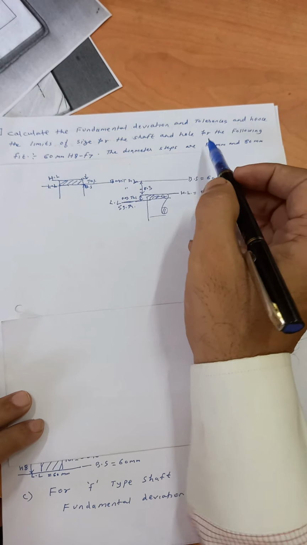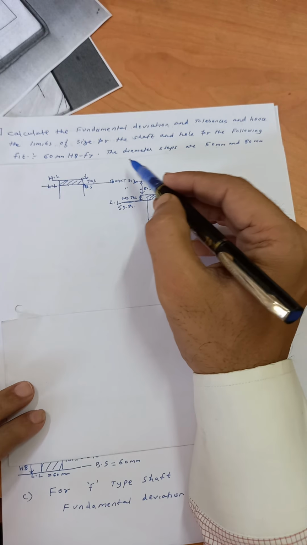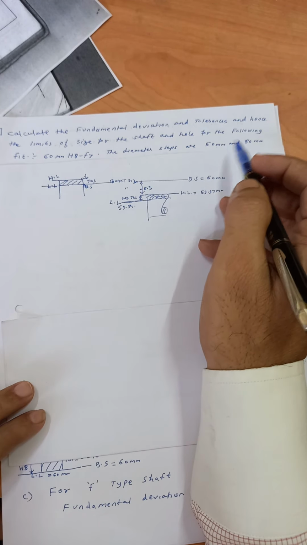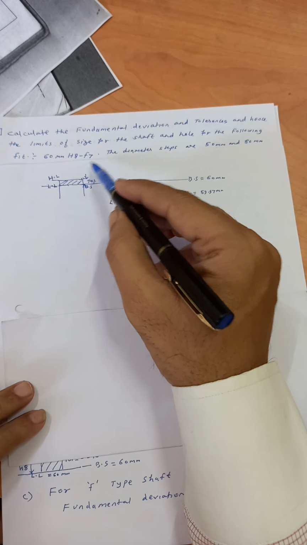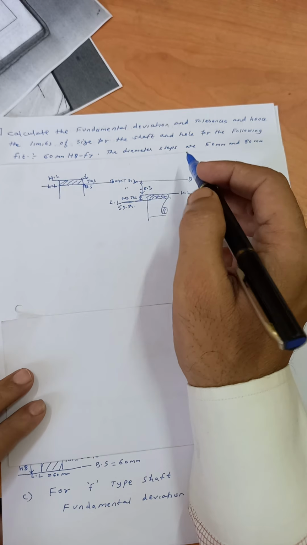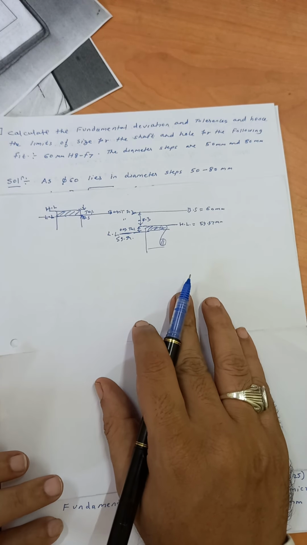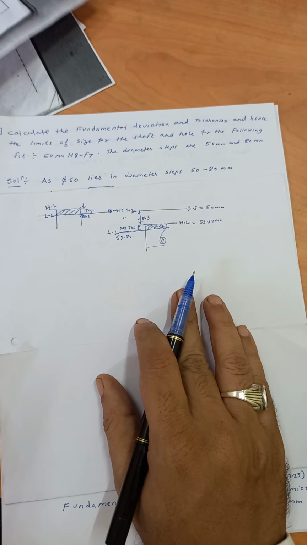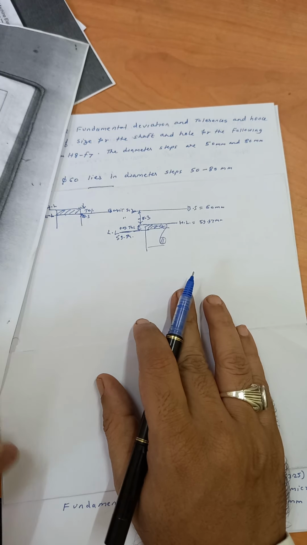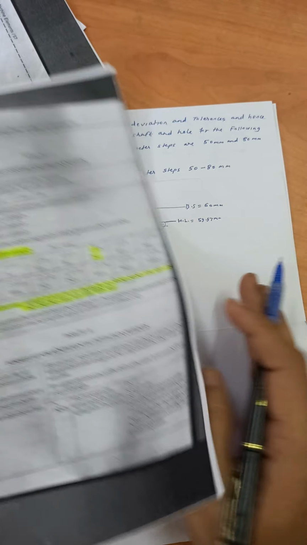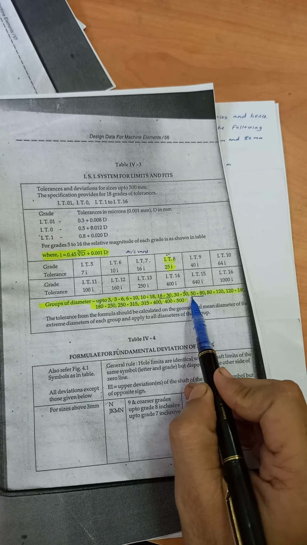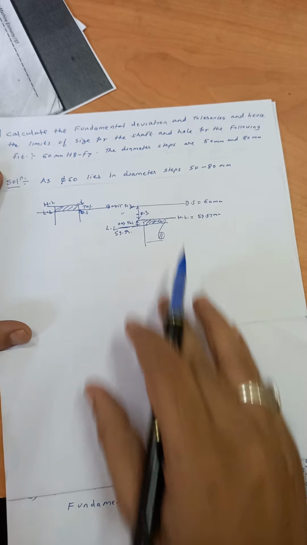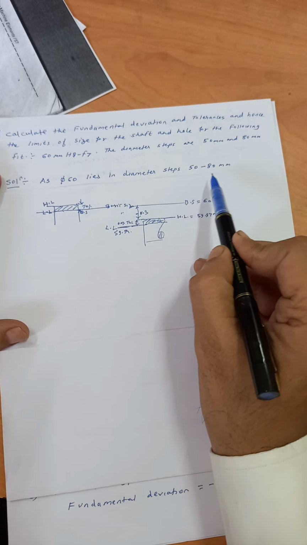Calculate the fundamental deviation and tolerance, and hence the limit of size for the shaft and hole, for the following fit. The fit is given as 60 H8 F7. Okay, so the very first step is to find out the diameter step for diameter 60, which we can find from this table. Here we can see that diameter 60 lies between the 50 to 80 range, right? So diameter 60 lies in the diameter step 50 to 80 mm.